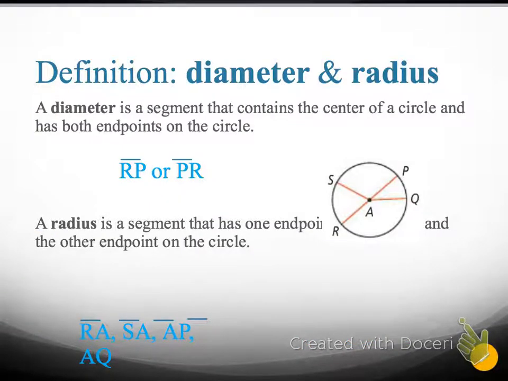Diameter and radius. So a diameter is a segment that contains the center of a circle and has both endpoints on the circle. So it goes all the way across. An example of that would be RP, the one I just drew, or PR, the opposite direction. A radius is a segment that has one endpoint at the center and another endpoint on the circle. So a radius is just part of that. One example would be AP, another could be AS, AR or RA, or QA. So it goes from the center of the circle to a point on the outside.